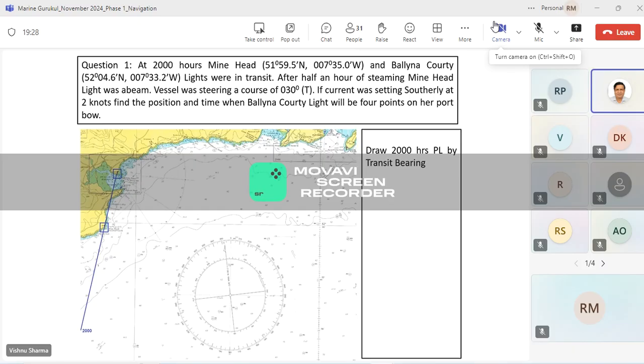Now, guys, can you tell me how can I draw the 2030 PL based on the discussion yesterday? Please tell me how can I draw the 2030 PL? Do the calculations on your answer sheet and tell me the beam bearing. What will be the beam bearing? Yeah, tell me the beam bearing. Don't tell me the method. Tell me the value of the beam bearing, guys.